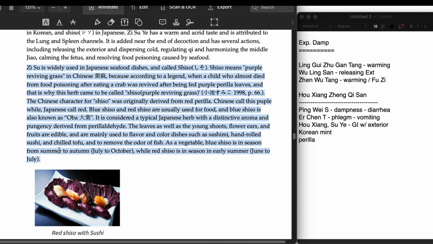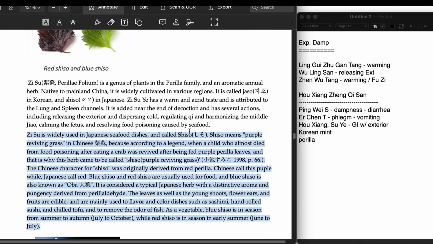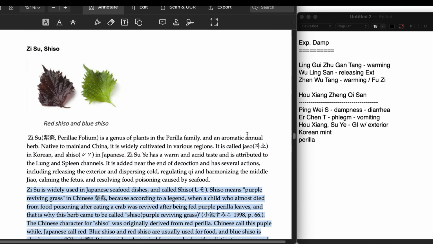So shiso, perilla, red or blue, and also Korean mint, panga. All those herbs are commonly used with fish when they cook fish because it can prevent the trouble.